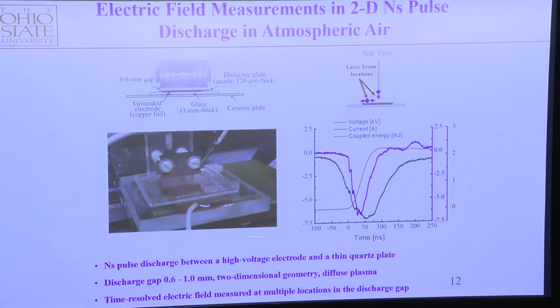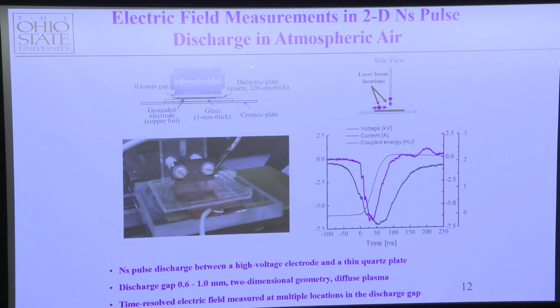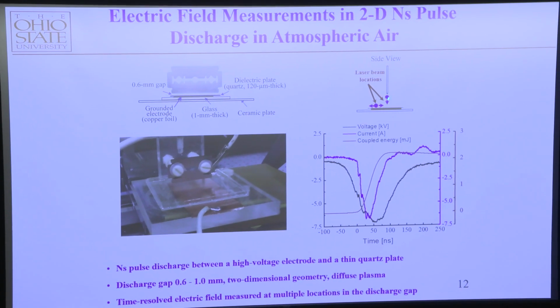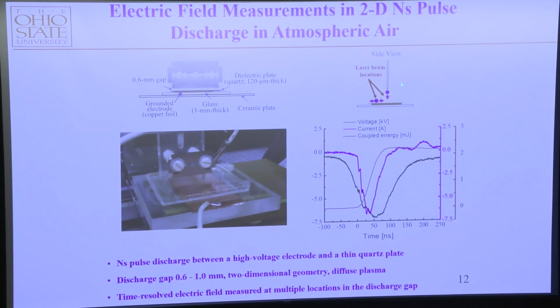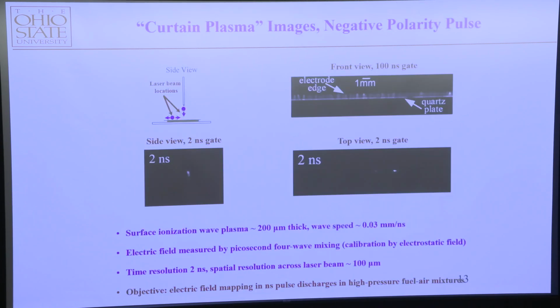So Yiguang Adamovich, again, my collaborator at Ohio State, tried to measure the two-dimensional distribution of the electric field. And this is a knife edge, and some of you may use it. This is a dielectric plate. You can see he put a knife edge and a dielectric plate. We fire a nanosecond plasma like this. You want to measure the voltage, the current, the energy. You want to measure what the electric field is.